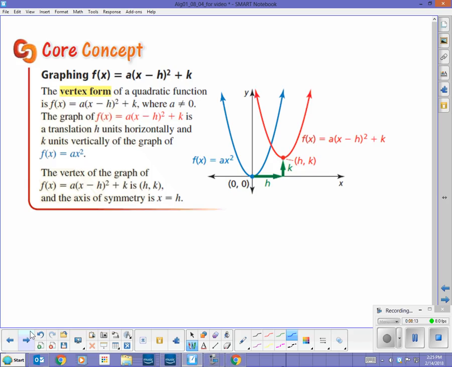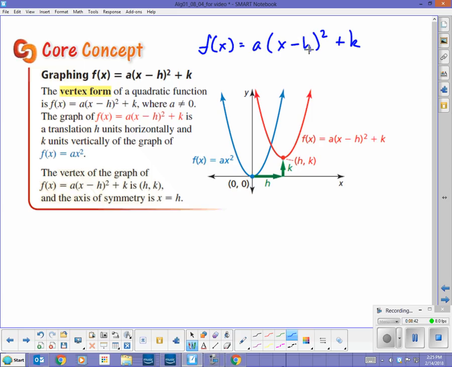Oh, a core concept, the vertex form. So this is very important. Make sure that you understand this here, because this kind of wraps everything into one thing. A times (x minus h) quantity squared plus k. So A is that multiplier of our output, which means it's going to change the shape of it, or possibly reflect it over the x-axis. This is going to stretch it or shrink it.